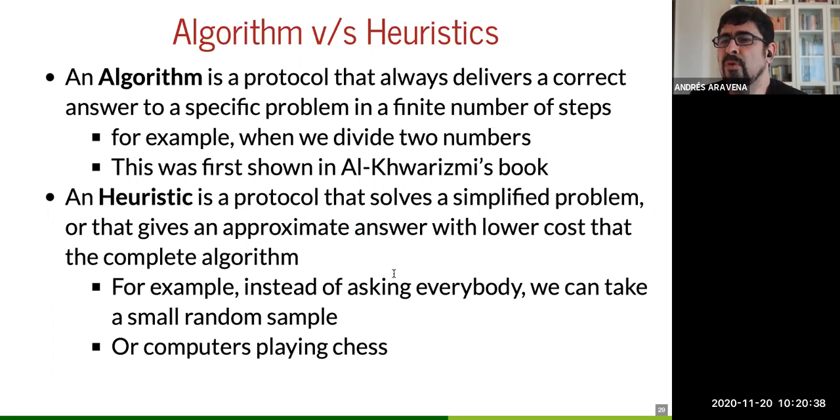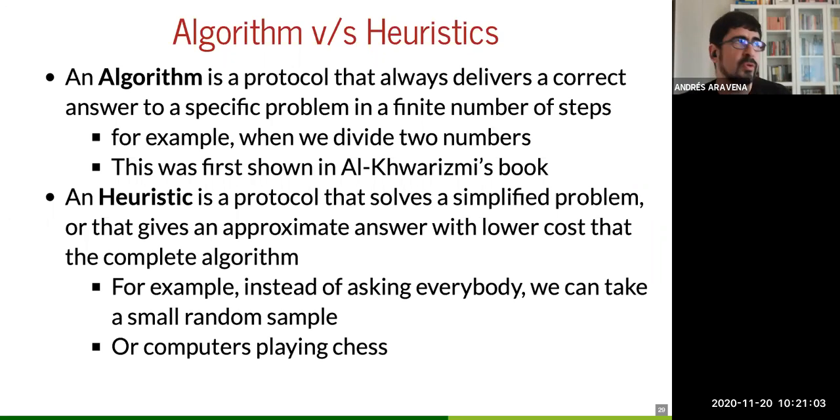For example, when you do sampling, you grow plants or you prepare some culture, you cannot test everything because you will destroy everything or it will be too expensive. So what you do, you take a sample and you evaluate part of it. That sample will give you an approximate answer, but it's cheaper and faster.